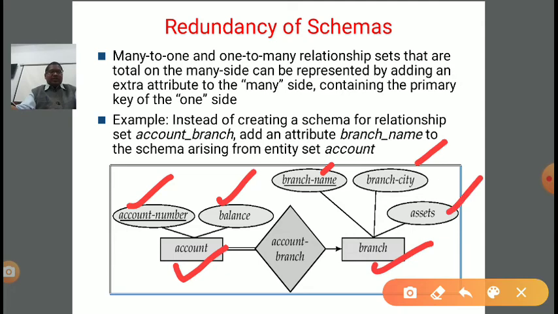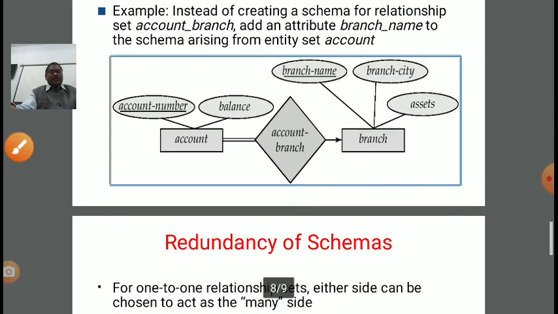The relationship name will be account branch, and the symbol between account and the account branch relationship is a double horizontal line. It means total participation. On the right side there is a single arrow, which means many to one cardinality is satisfied. From the account relation, more than one account can be related to a single branch. In a single branch there can be more than one account, because it is a many to one relationship.